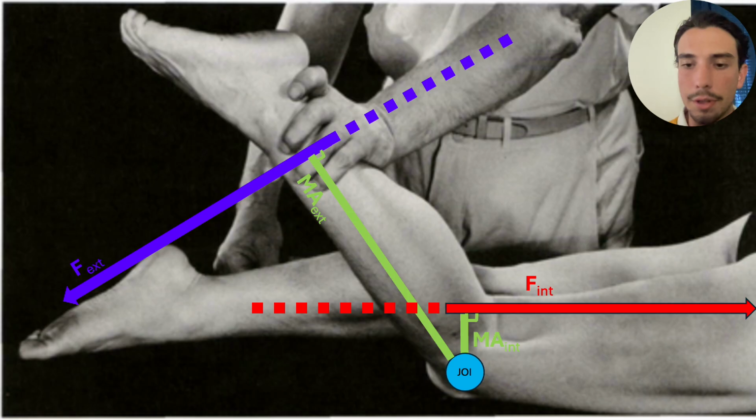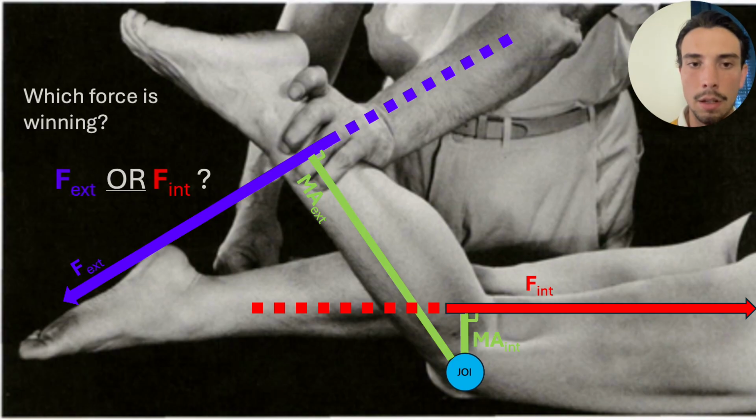So now if we put it all together with the internal force vector, this is what it would all look like together, the entire free body diagram, showing the internal force vector, the moment arm for the internal force, the external force vector, and the moment arm for the external force. So now we can go further with this. Now, if we were to ask which one of these forces is winning, we can tell what kind of contraction is happening and what motion is happening.